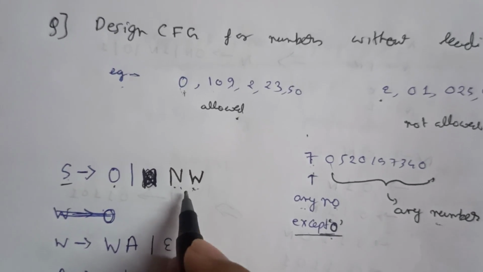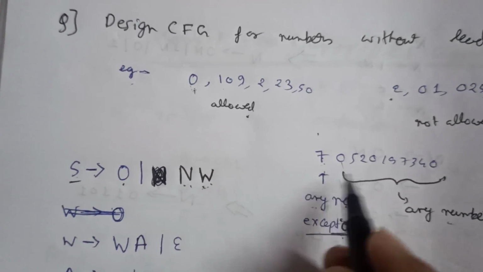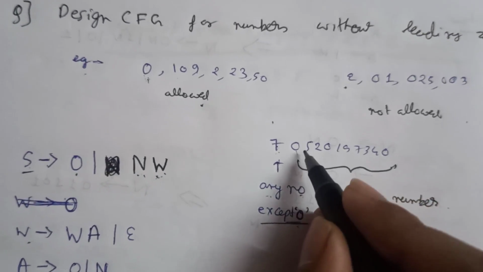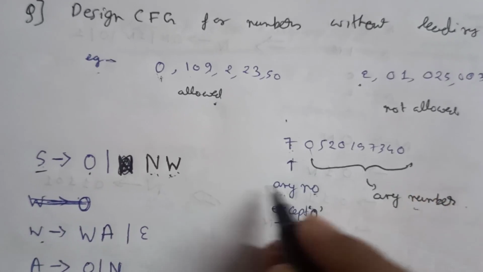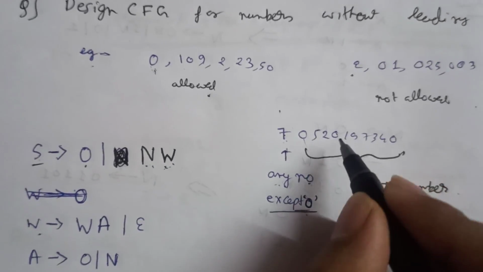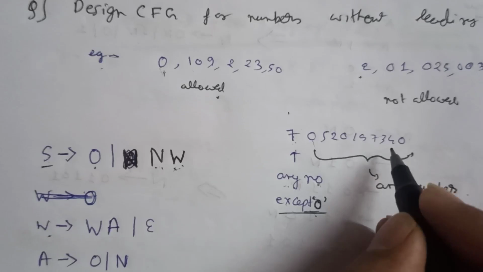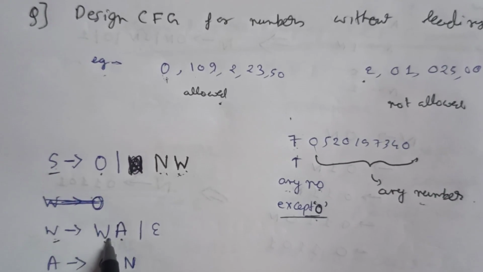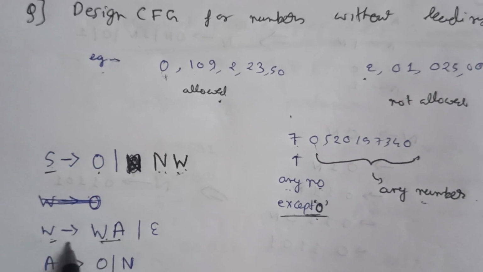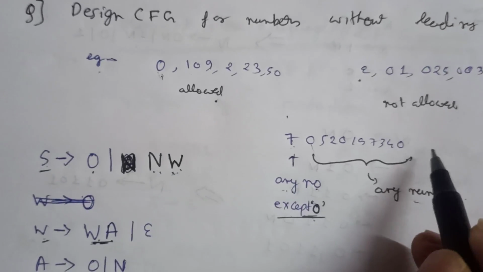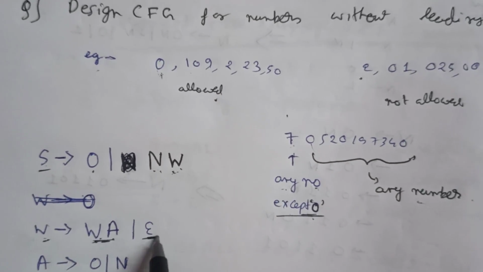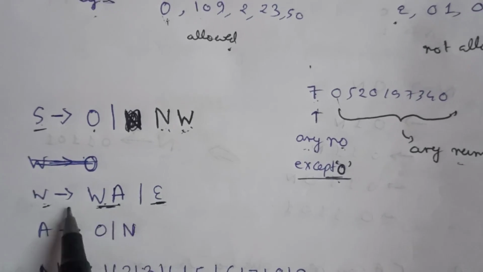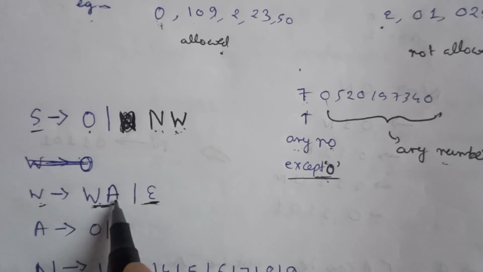Now I will write what can be N and what can be W. So W again can be repetitive. We need to make W recursive, so that it can grow to any length it wants. So W to WA will grow the length of the rest of the part, and this W to null will act as the base case of the recursion. That is, when we want to finish the length of the string, then W to null comes into play.